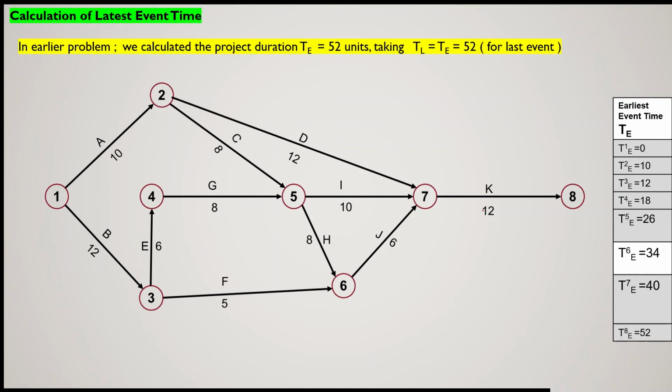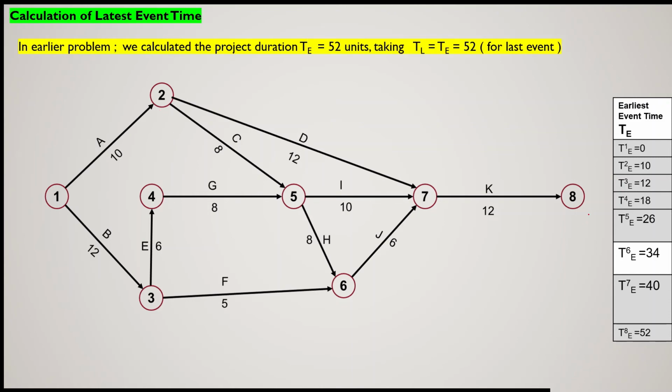So now first of all, if you see activity 1-2, the earliest possible occurrence of event number 1 is 0, and the earliest possible occurrence of event number 2 is 10. That means the occurrence of event 2 can't be before 10 days. So this is the earliest possible time.